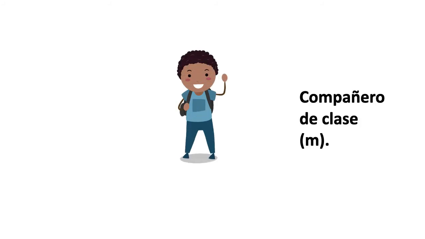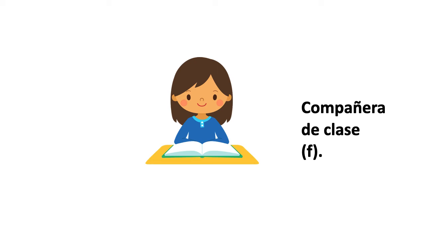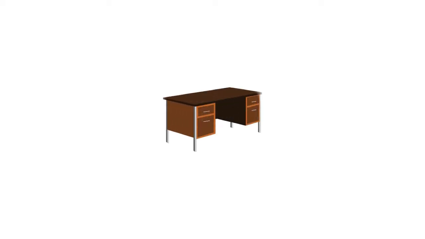Siguiente palabra, compañero de clase. You can practice your ñ a little with this one. Compañero de clase, which means male classmate. How would you say female classmate? Well, compañera de clase. Compañera de clase means female classmate. Siguiente palabra. Papel. Means, of course, paper. Siguiente palabra. This is a long one. Escritorio. Means, of course, desk.